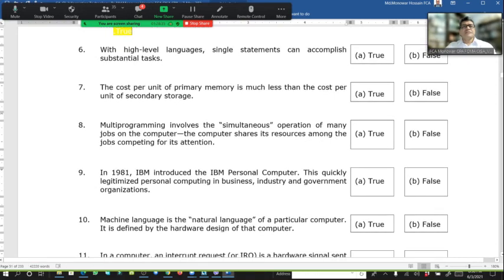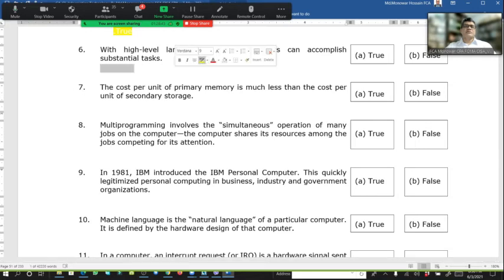And if we see number 6, with a high-level language, a single statement can accomplish some essential tasks. Is it true or false? It is also true, sir.